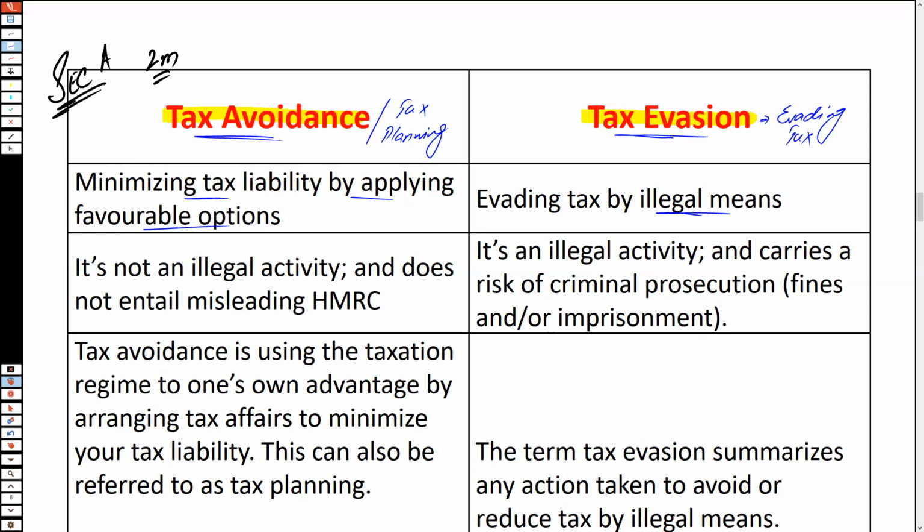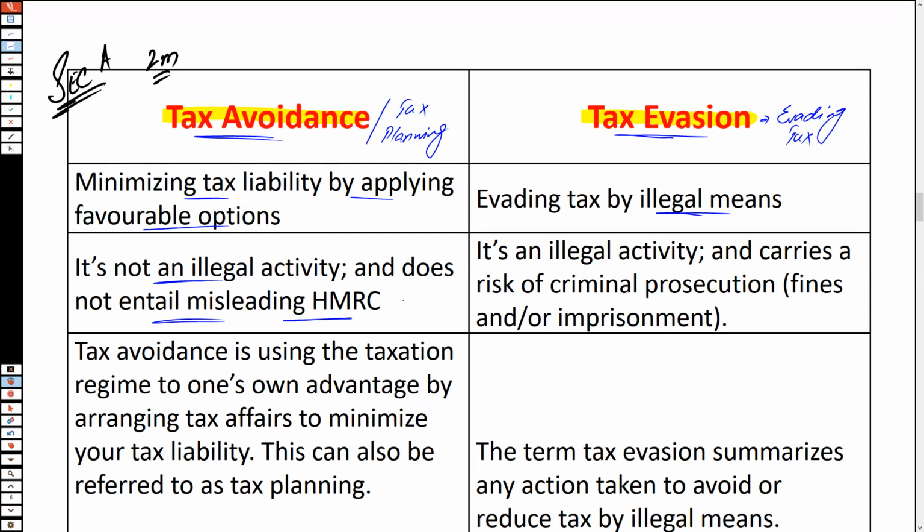It means they are within the boundaries of the taxation laws, opting for those options which give a reduced liability for themselves. So if any taxpayer is doing this, that is termed as tax avoidance or tax planning, and it's not an illegal activity. It does not entail misleading HMRC, because what we have done is identify the loopholes in the taxation laws and opt for the option which is in favor of myself.